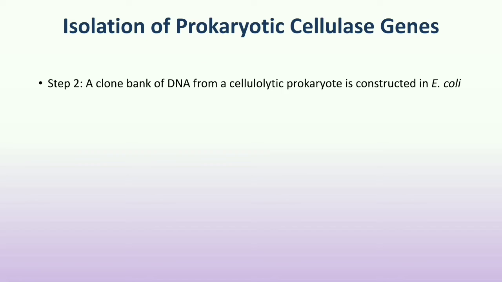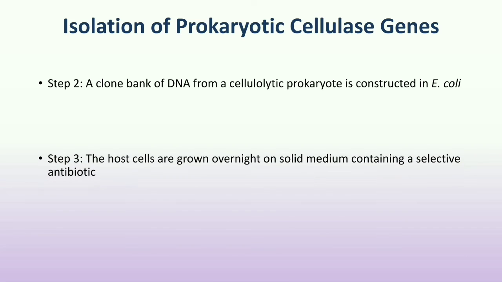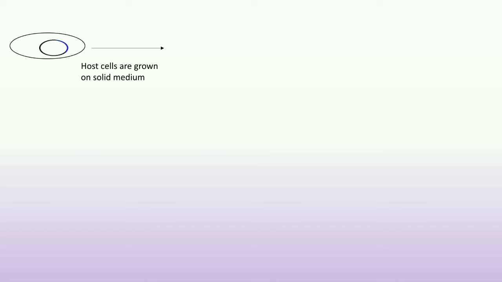As we saw in the second step, the clone bank of DNA from cellulolytic bacteria or prokaryotes is constructed and transformed into E. coli. The next step is that the host cells are grown overnight on a solid medium which contains a selective antibiotic. One can use selective antibiotics such as ampicillin. As you can see, this is a transformed bacteria which is known to contain cellulolytic prokaryotic genes or cellulase genes. These host cells are then grown on the solid medium.